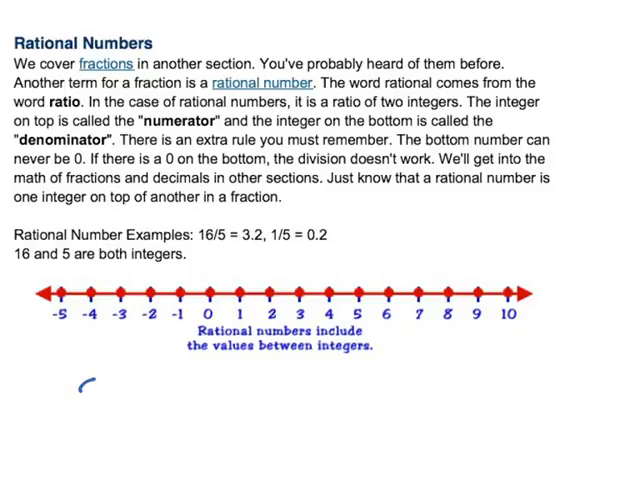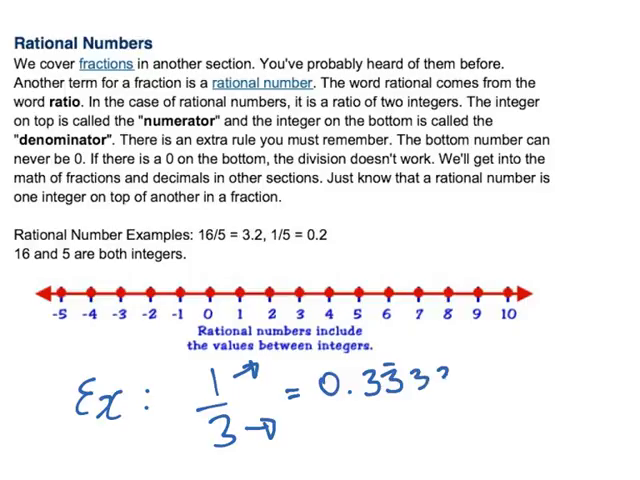I want to give you a fast example. 1/3. We have an integer on top, the numerator, and an integer on the bottom, the denominator. And if you put this in decimal form, we have 0.333 repeating. This 3 goes on forever and ever. A different definition of rational numbers is a decimal that is repeating itself. In this case, the 3 is repeating.